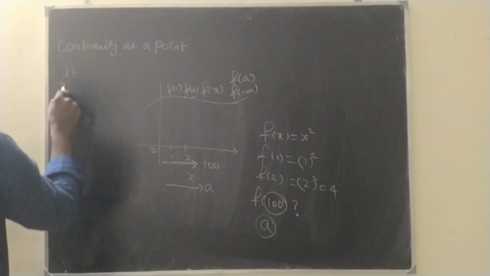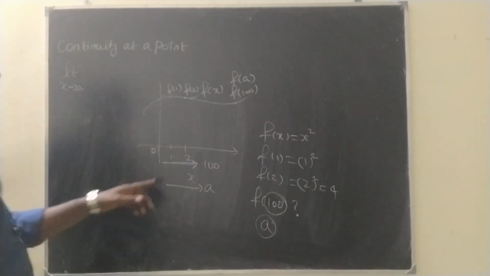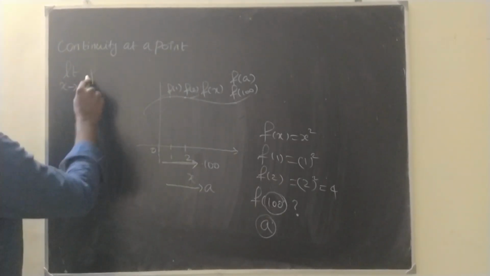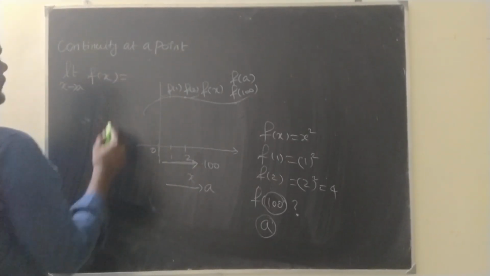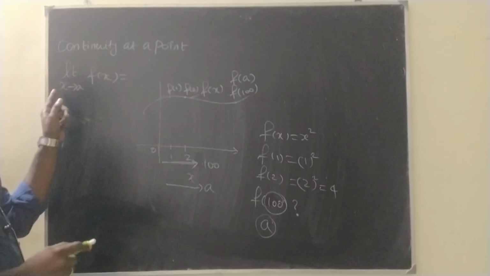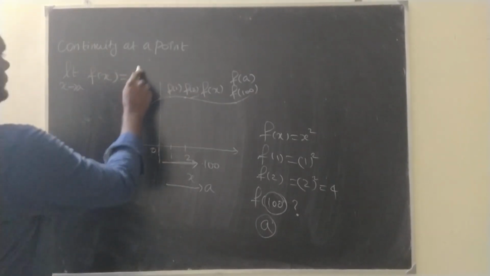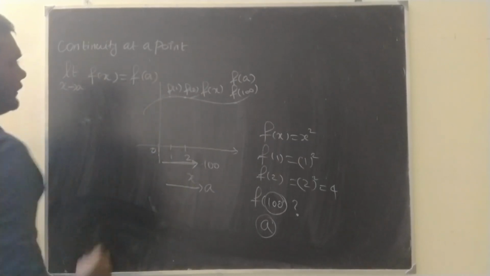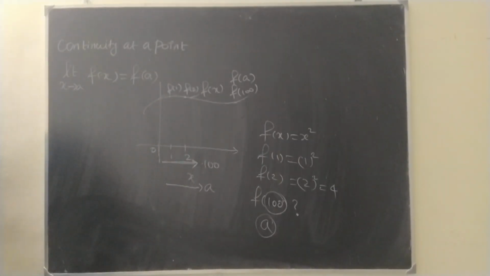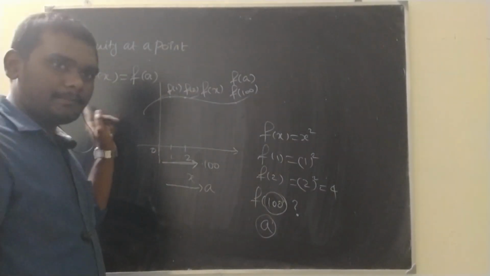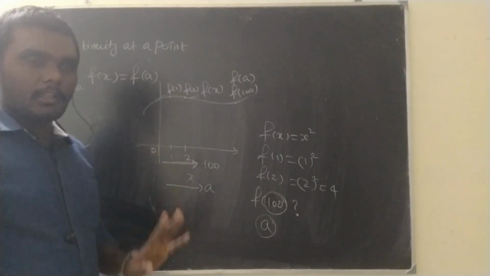Limit x tends to A, as x approaches A, f of x will be equal to what? When x reaches A, this f of x should be f of A. Then we can say it is continuous at this point. You understood or not?